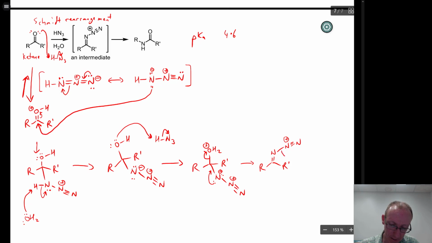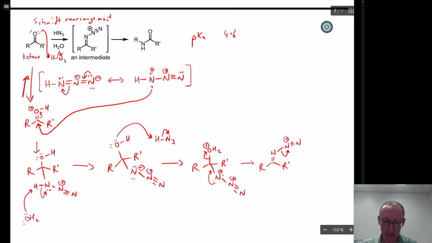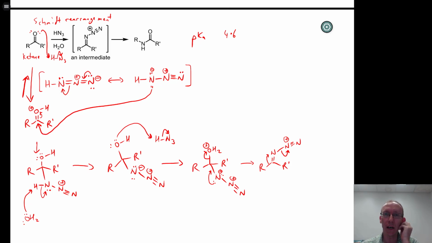So that is going to depart like this, but that would give us a positive charge on this nitrogen here, and a not very stable looking cation. So what happens is that N2 departs at the same time as this R group migrates. And this is where it's really very similar to the Beckmann rearrangement and the Curtius rearrangement. We've got a group migrating to nitrogen at the same time as a leaving group departs.